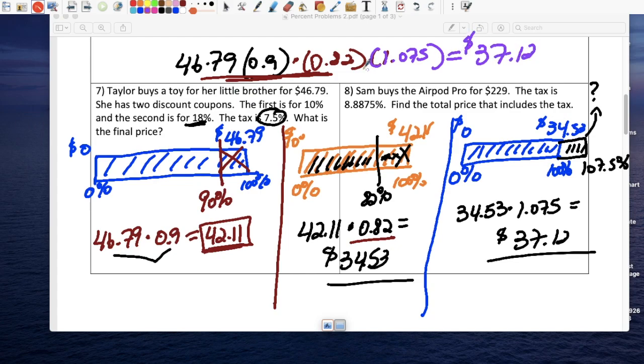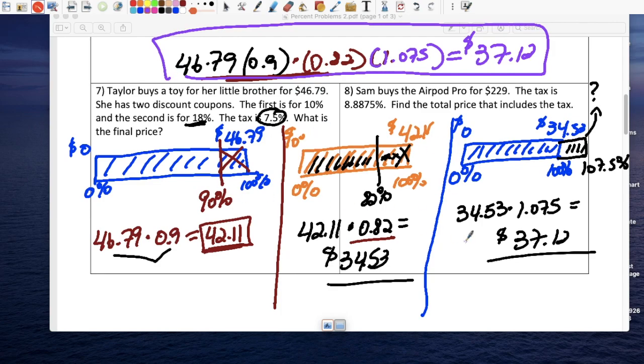So would you rather do this, or would you rather do what I just did at the bottom? It's your choice. All right, I'll be right back.